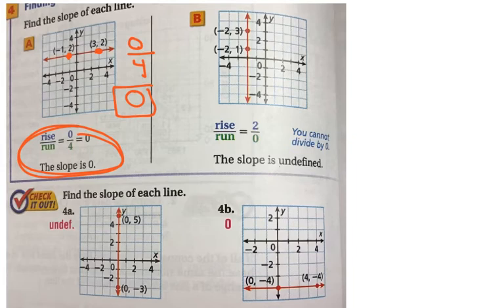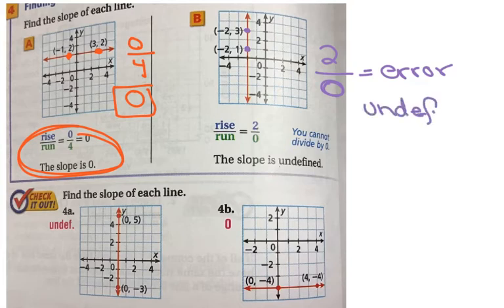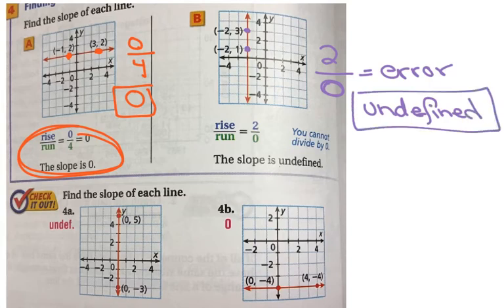If I look at the second example right here, this time if I look at those dots, I am rising 2, but I'm not running to the right anywhere, so over top of 0. And what we have to be careful of is when 0 is in the bottom of a fraction, you can't do that. Your calculator will say error if you try to plug it in. So that's not our slope. Our slope is actually written as undefined. Undefined.